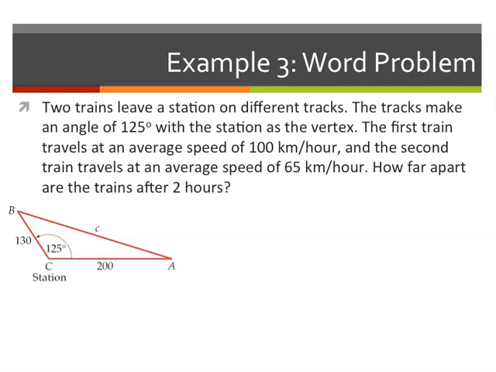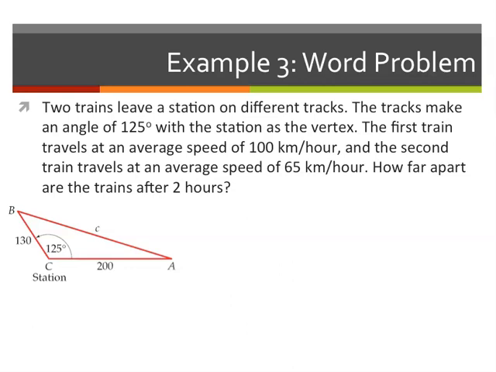Okay, so first of all, you have a diagram here. But think about where did this 130 and where did this 200 come from? I don't see those numbers anywhere in the word problem. The 125 degrees we saw, it says the tracks make an angle of 125 degrees with the station as the vertex. Okay.